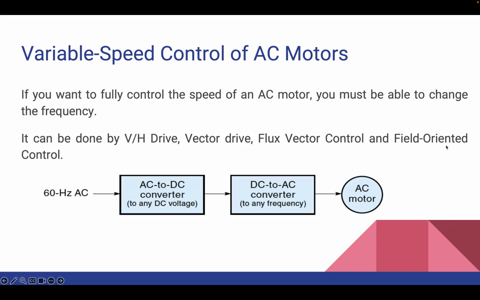And these variable speed drives offer flexibility and efficiency in controlling the speed of the AC motor across a wide range of applications. So here is an example where 60 Hertz AC is given to it, which converts AC into DC to any DC voltage, and a DC to AC converter is here to any frequency, which is given to the AC motor.